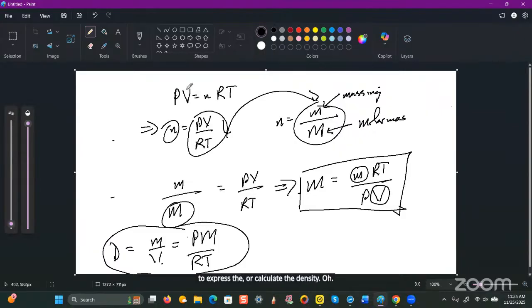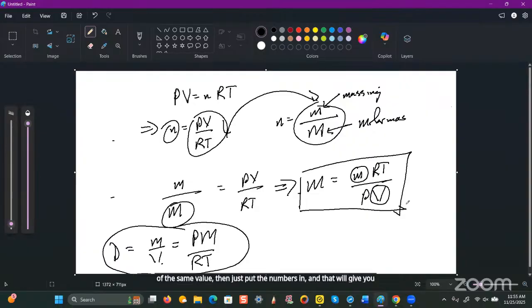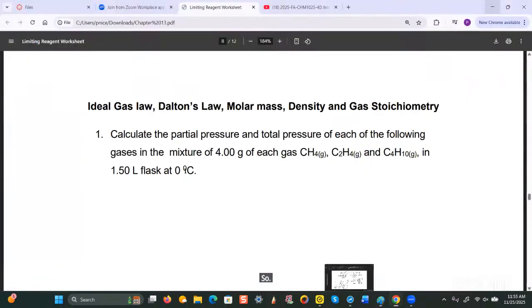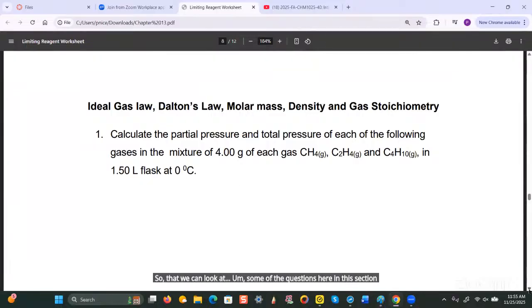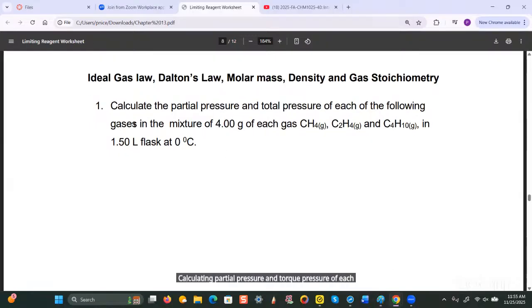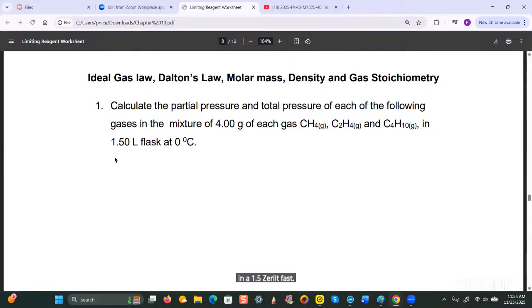If you know the pressure, you know the molar mass, you know the temperature, and of course R is always going to be the same value, then just plug the numbers in and that will give you the density. All right, so I just thought it was important for me to show you this so that we can look at some of the questions here in this section. So the first question says, calculate the partial pressure and total pressure of each of the following gases in a mixture of 4.00 grams of each gas, and it gives you the formula for each gas, in a 1.50 liter flask at 0 degrees Celsius.